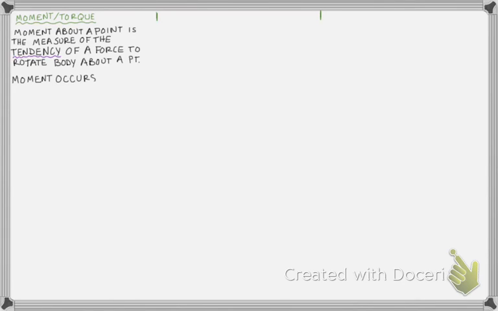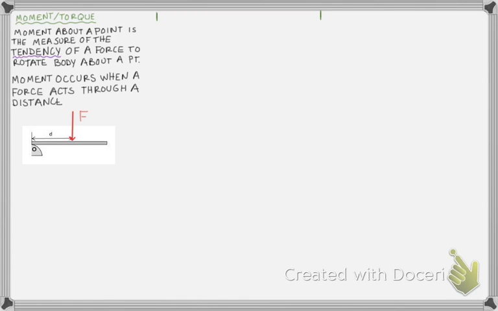Moments occur when a force acts through a distance. So rather than at one point, as we saw in concurrent systems, it's going to be some distance away from the point. So here's sort of half of a schematic of what we did in class last time, where we had the ruler balancing on top of the wood dowel. And I'm just going to represent the location where we had the force as just a red arrow being a force rather than drawing the mass.